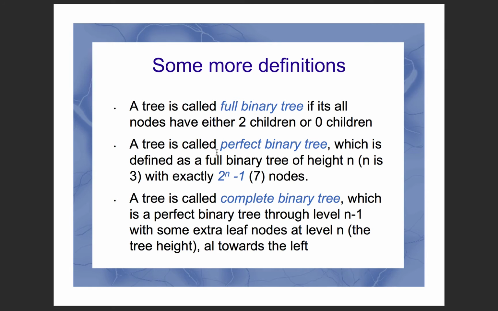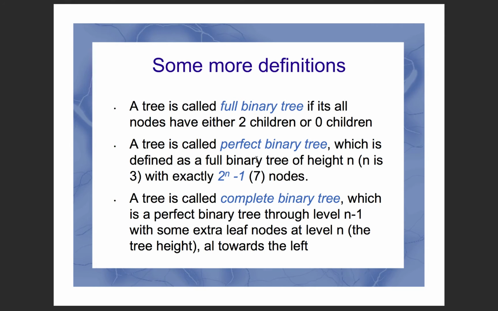Next, a tree is called a perfect binary tree, which is defined as a full binary tree of length n, and n is 3, with exactly 2 to the power n minus 1, which is 7, nodes.